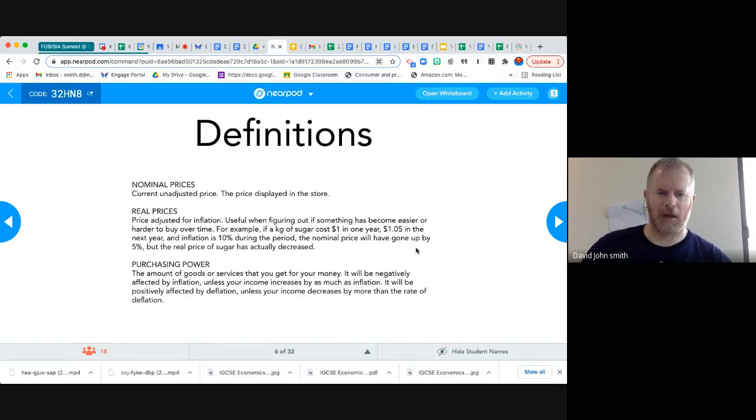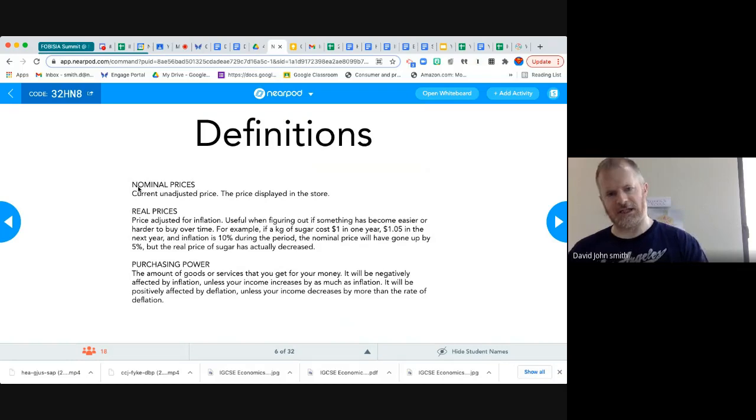next bit. We talked a little bit about this before, but we're going to talk about it again. In this particular context, we talked about nominal versus real with regards to GDP. Now we're talking about nominal prices just by themselves. All right. So current unadjusted prices. So they're just the prices. They're the everyday prices that we see, the prices that are displayed in the store. Real prices, as we discussed one other day, are going to be prices adjusted for inflation.